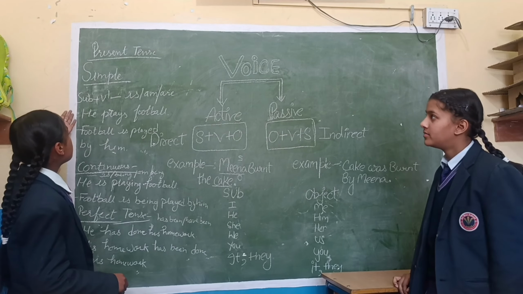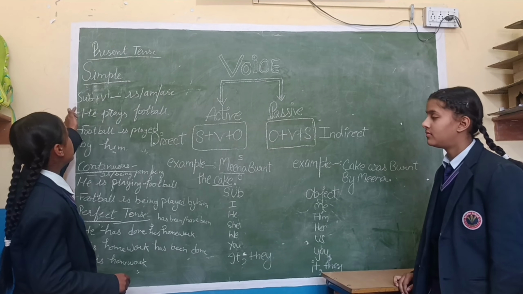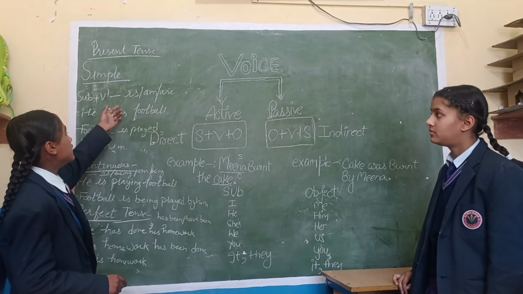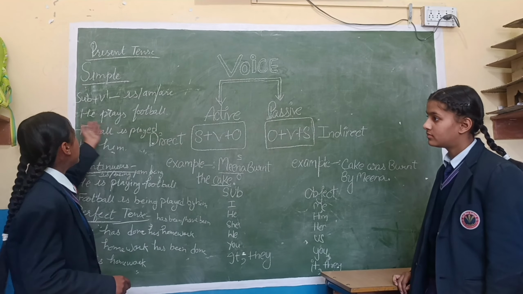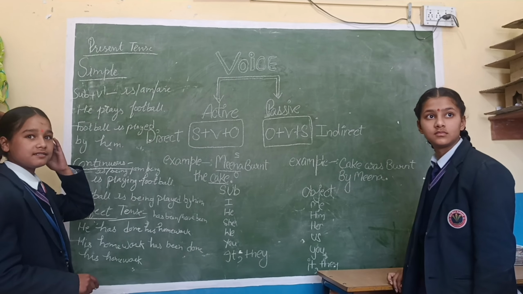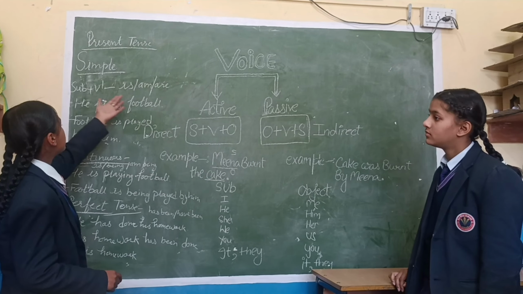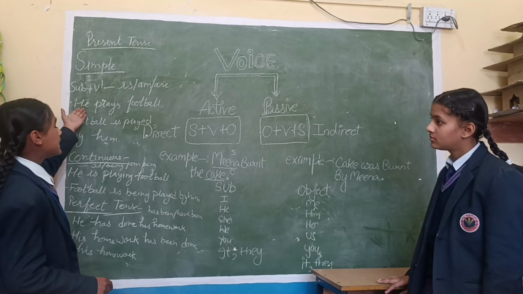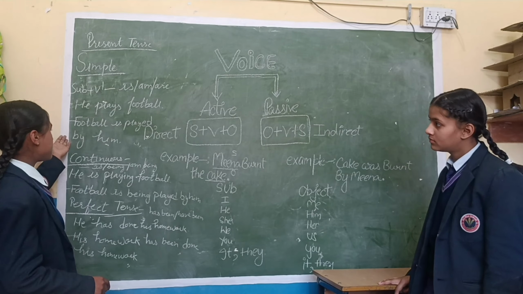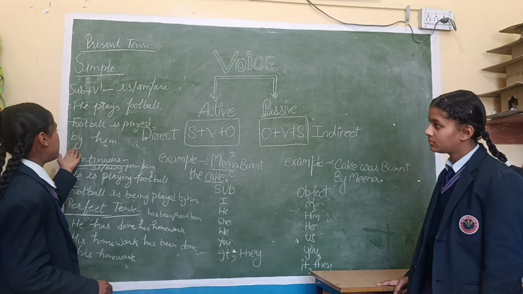The formula of present simple is subject plus verb 1. Is, am, are will change into is, am, are. Active voice, he plays football. Passive voice will be football is played by him.